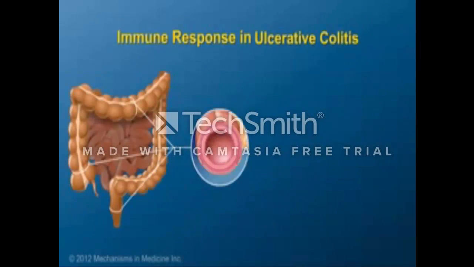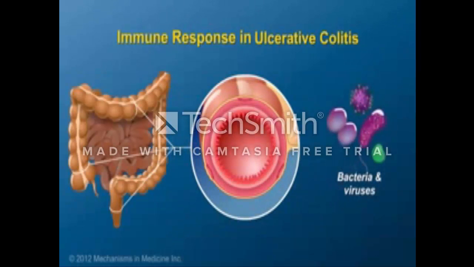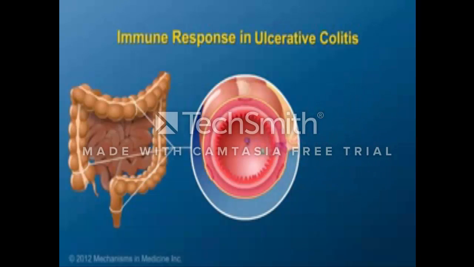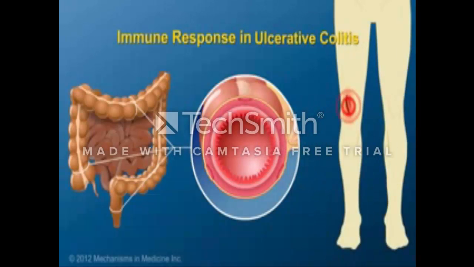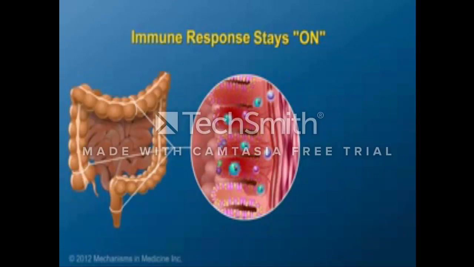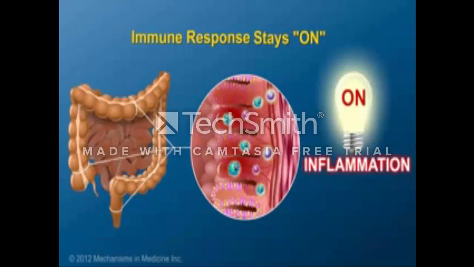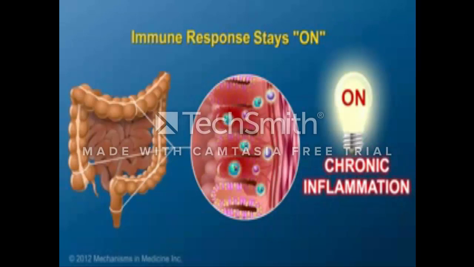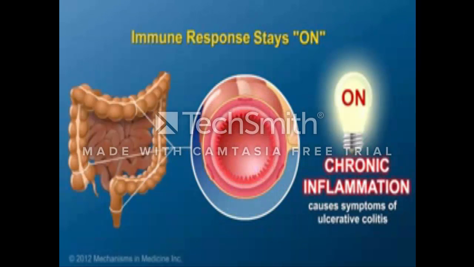In ulcerative colitis, inflammation appears within the colon, and the immune system works to combat the bacteria and viruses as it does with a cut on the surface of the skin. However, the difference is that the immune system is not able to turn itself off after it rids the body of the bacteria or viruses, so the ulcers remain until they are treated with medicine or surgery. This chronic inflammation is what causes the symptoms of ulcerative colitis.